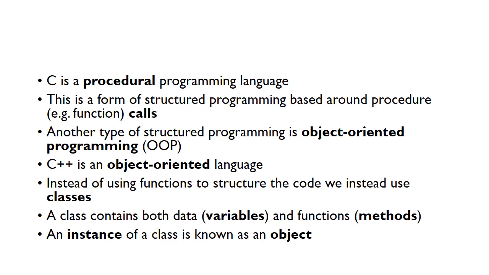With object-oriented programming, instead of using functions to structure code, we instead use classes. A class contains both data, normally in the form of variables, and functions. But you just need to be aware, in an object-oriented programming language, a function is usually called a method. So you've got this class, it contains both data and methods. And when you create an instance of this class, this is what we call an object. So this is where the word object-oriented comes from.